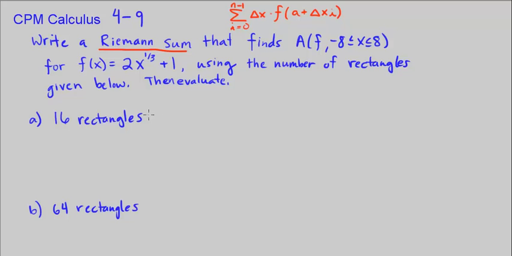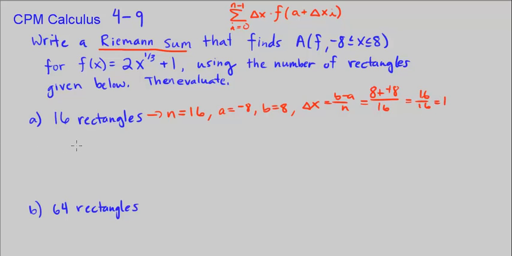Immediately, this tells us n is equal to 16. -8 to 8 tells us a is -8, it starts at -8, and b is +8, it stops at +8. Delta x is just equal to b minus a over n. B minus a is 8 minus -8, which becomes positive, over n, which is 16. So that's 16 over 16, which is 1.